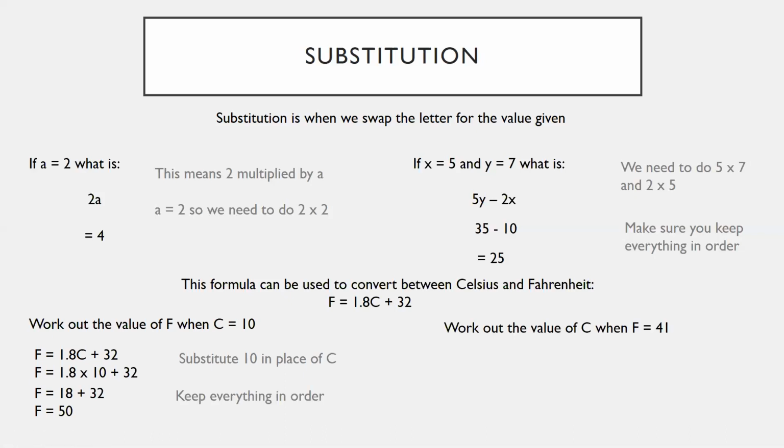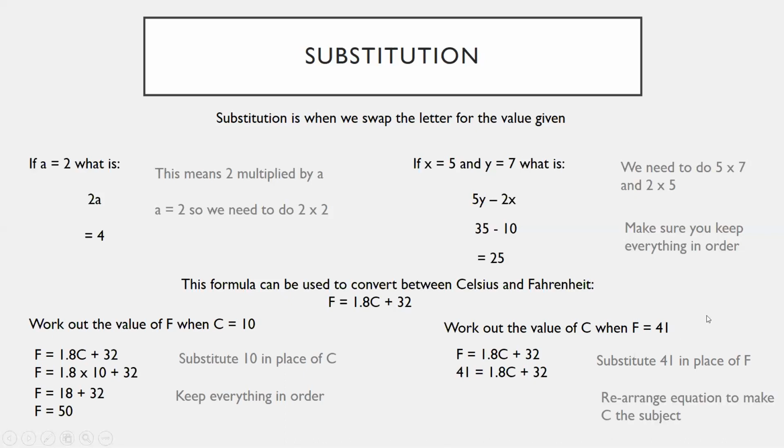And then we can also be given the value of F. So we need to find C. So again, I've just swapped 41 for F. It's just gone in place of F and the rest is the same. So this one's a little bit more difficult. This one we're going to have to rearrange so that C will become the subject. We need it to end up saying C equals something.